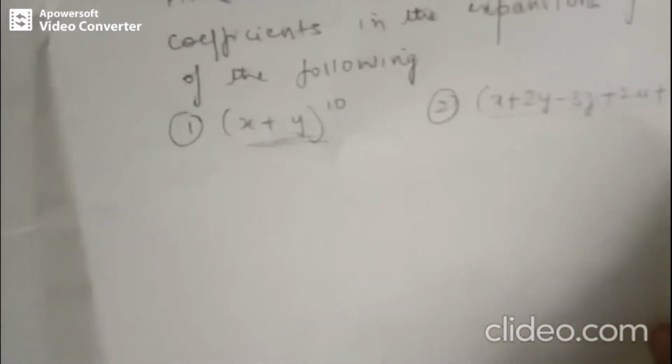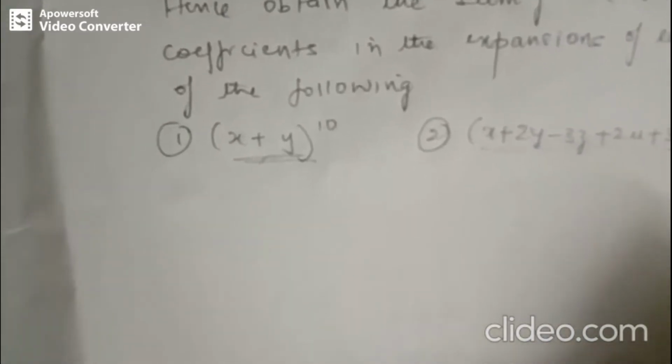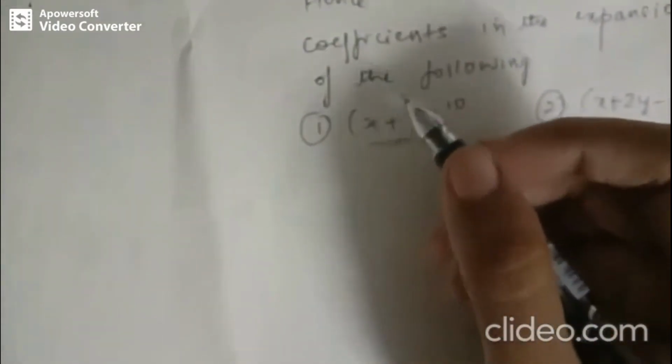So how can we start? You can first write the formula. You know the formula for the first sub question, which is (x plus y) whole raised to n. I'll write it over here.